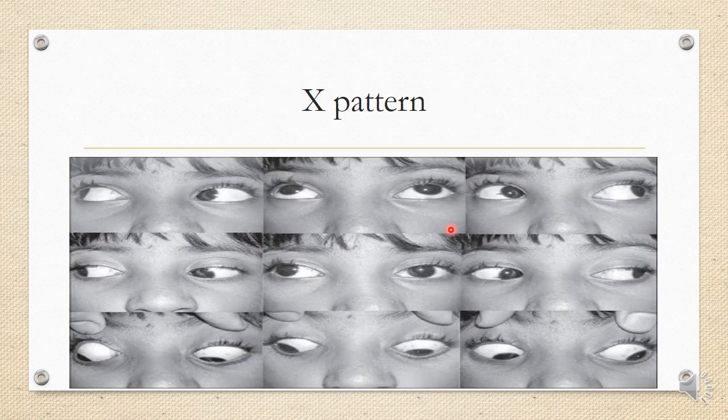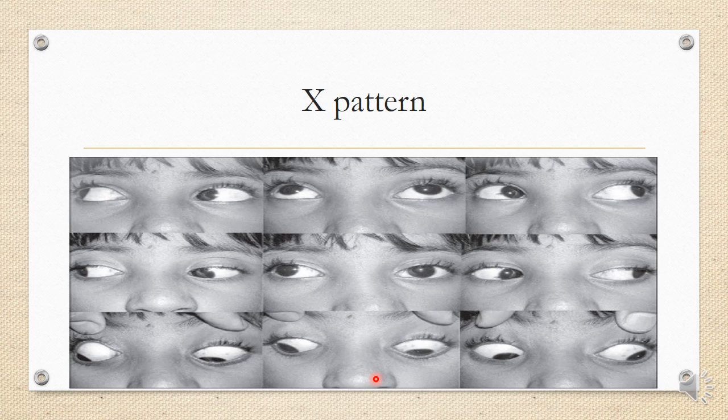This is what is called an X pattern squint. In X pattern squint, if you see, the deviation is more in up gaze and down gaze, whereas it is lesser in primary gaze. So whatever deviation you get in primary gaze, in both up and down gaze it will increase compared to your primary gaze. So that is what is called your X pattern squint.